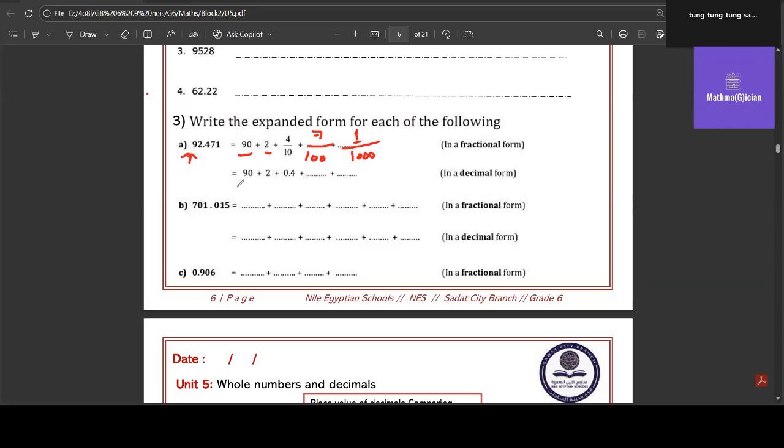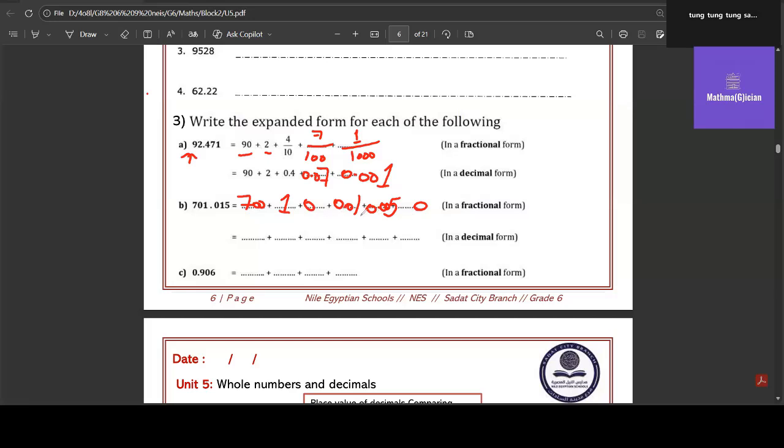If you want to write it in decimal form, not fractional form, this should be 0.07 and 0.001. In fractional form, let's write 701.015. That's 700, and then 1, and then 0.01, 0.005, and also we have 0 in the tens place.